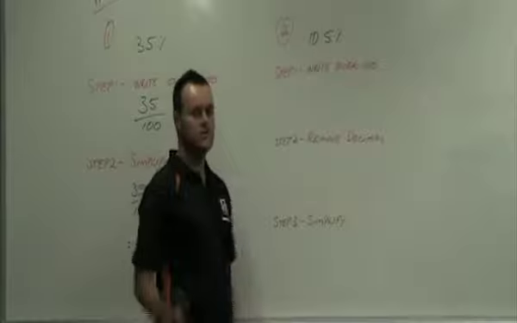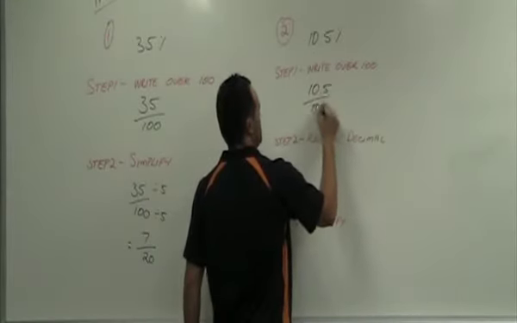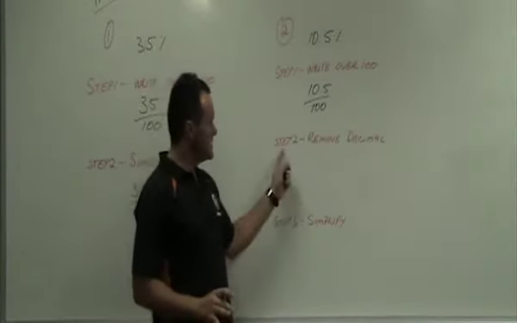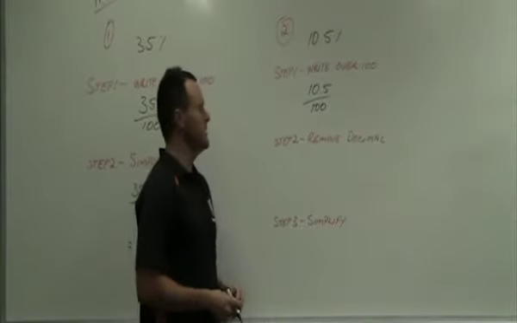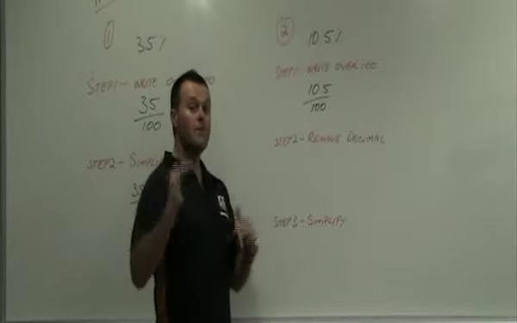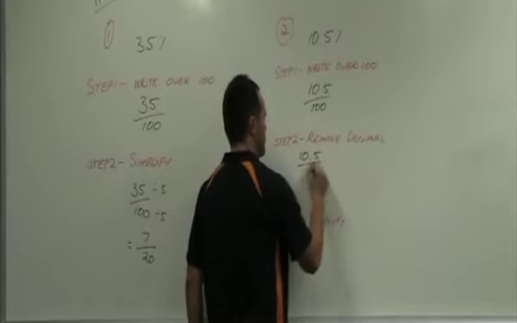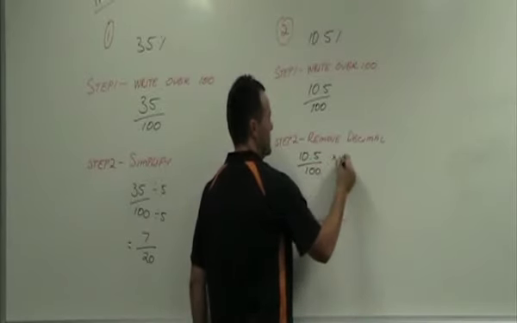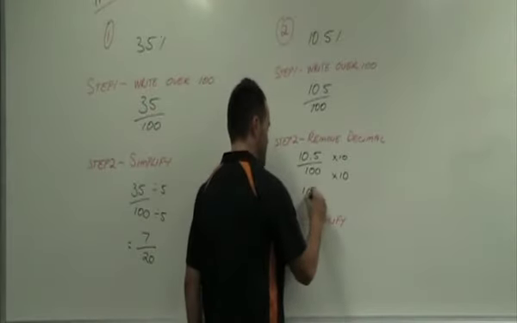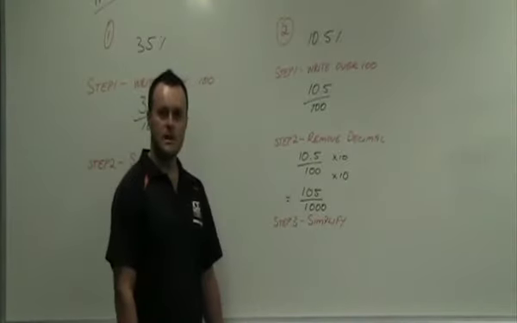Step 1 is write it as a fraction over 100. Do not worry about the fact that there's a decimal in there at all, because the next step is to remove the decimal. We've got 1 decimal place, so we're going to multiply top and bottom by 10 to get rid of it. So 10.5 over 100, multiplied top and bottom by 10, will give us 105 over 1000. I hope you can see that all right.